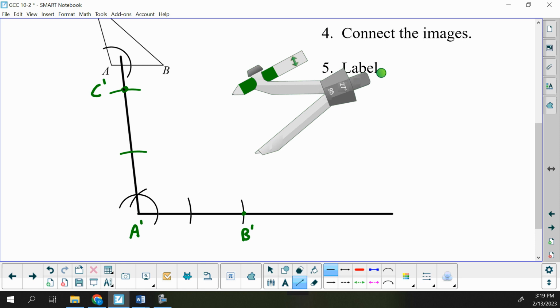Just take your straight edge and connect from C prime to B prime, and this creates a figure with a scale factor of 2. So our original figure gets multiplied by 2. Our new image is now twice all the lengths.